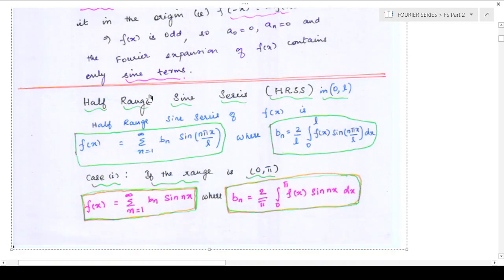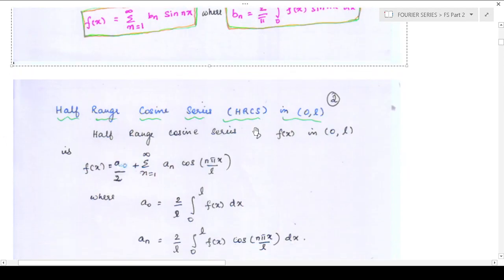Now, the half range sine series in 0 comma L is f of x equal to summation n equal to 1 to infinity bn sin n pi x by L, where bn is 2 by L integral 0 to L f of x sin n pi x by L into dx. Suppose you want the same half range sine series in the interval 0 comma pi, L will be equal to pi. So wherever it is L, replace it by pi, you will get the half range sine series.